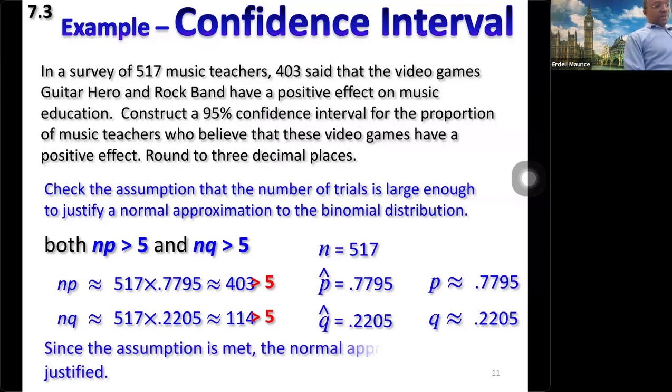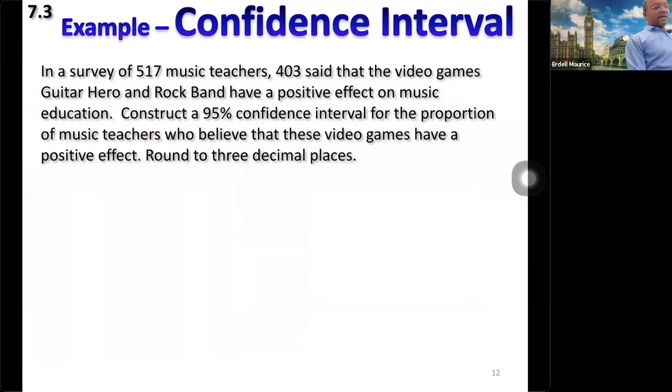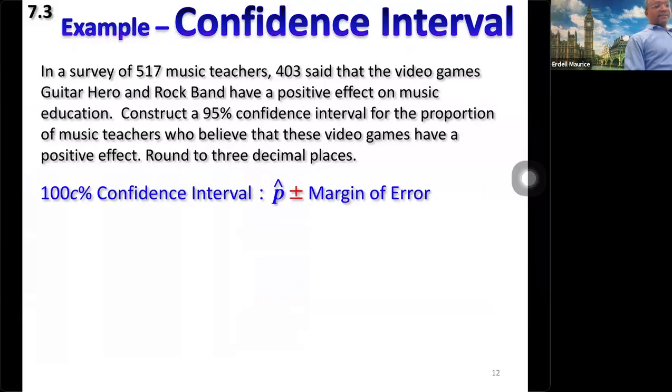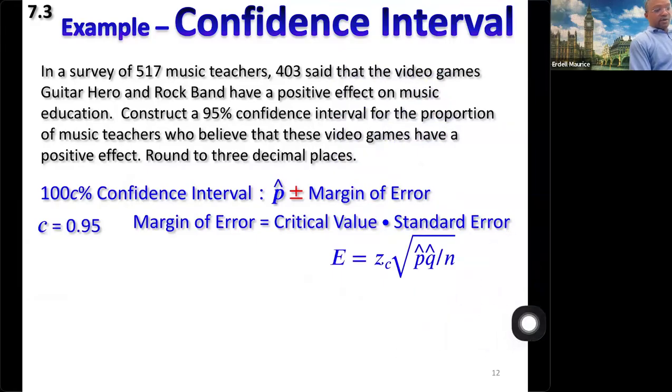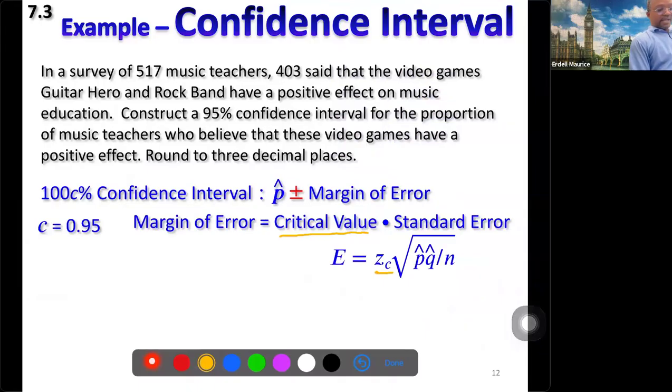All right, so now that we've done this, we can apply and find our confidence interval. Finding our confidence interval means finding the margin of error. We already know P, right? P was 403 divided by 517. So we need to find our margin of error. Our margin of error is based on multiplying your critical value by your standard error. Yes or no, or maybe so? Standard error. Yeah. So another way of writing this: your critical value is going to be Z critical, and your standard error is all of this, P hat times Q hat divided by N, take the square root of the whole thing. And so we have to do these one at a time.